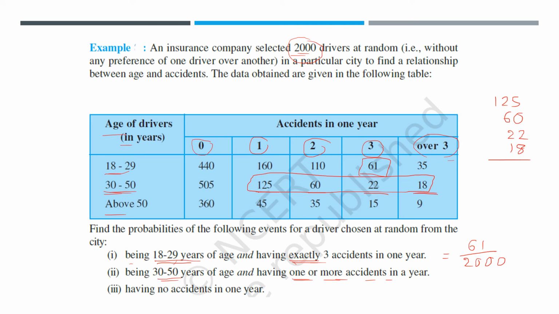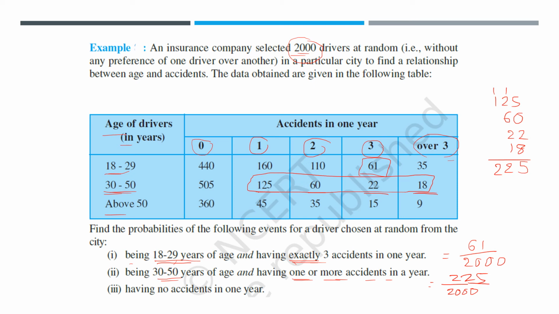So 10, 15, plus 6, 9, 10, 12, and here 2, 225. All right, so the numerator is 225 and the denominator remains 2000. So 225 over 2000. That covers this problem.